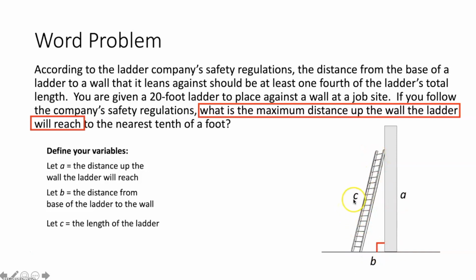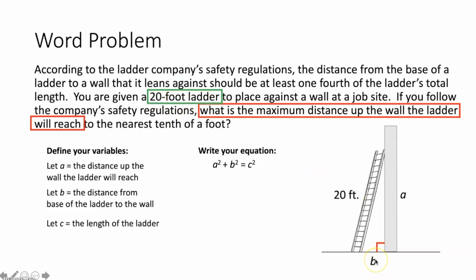So now that we've labeled our figure with all of our variables, we can write our equation. So how are all of these variables related? Well, this is a right triangle. So we know that A squared plus B squared has to equal C squared. But that doesn't help us. We can't solve for A this way because we don't have a B or a C. Well, couldn't we figure that out from what we're given up here? Yeah, we're given that the ladder is 20 feet long, meaning our C value has to be 20 feet.